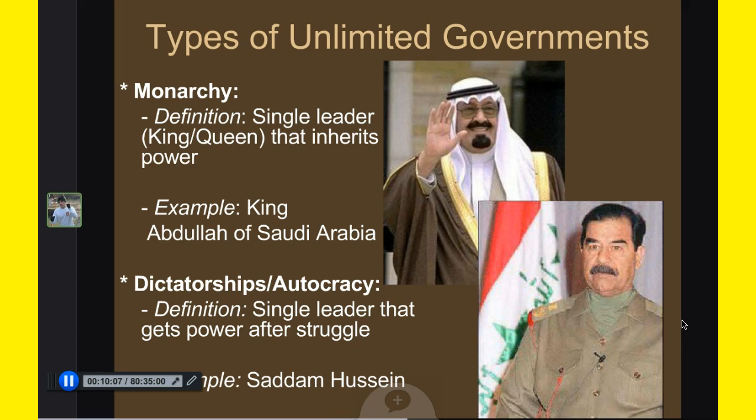The next type of unlimited government is dictatorship, or sometimes we refer to them as autocratic governments. In a dictatorship, we have one leader, just like a monarchy, but what makes a dictator different is that a dictator has to struggle to get power. Usually there's a war or some type of major conflict that leads to a dictatorship. For example, Saddam Hussein took over Iraq in the mid-20th century, in the 60s and 70s, after a long war.